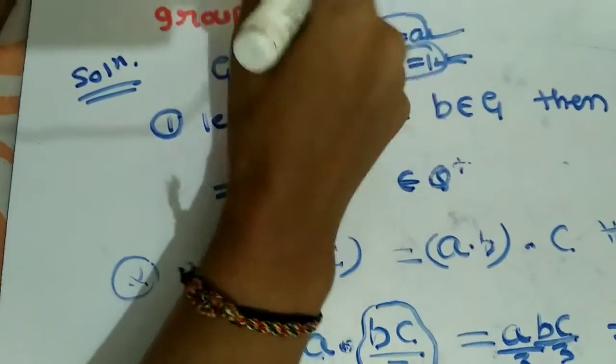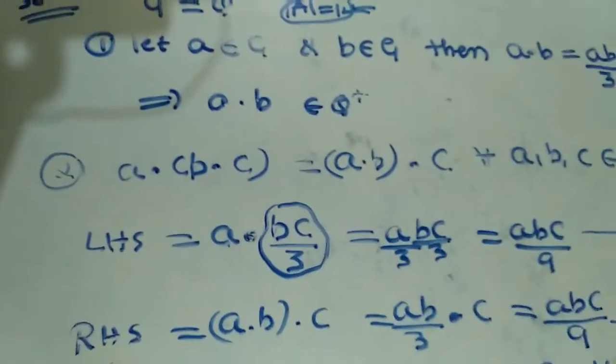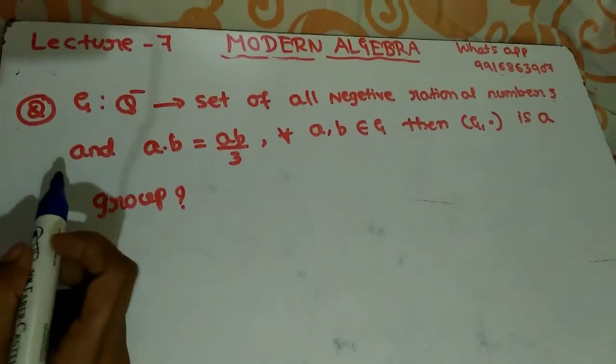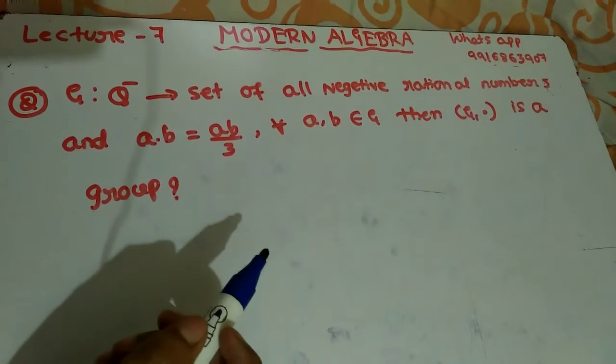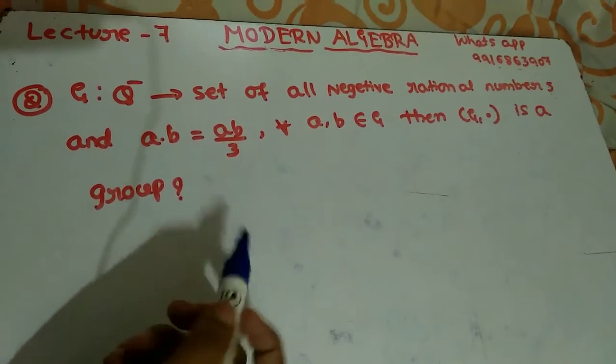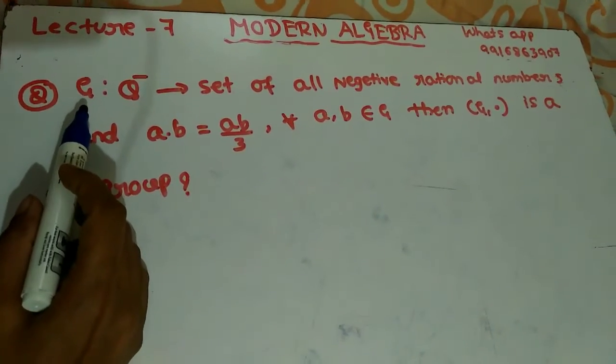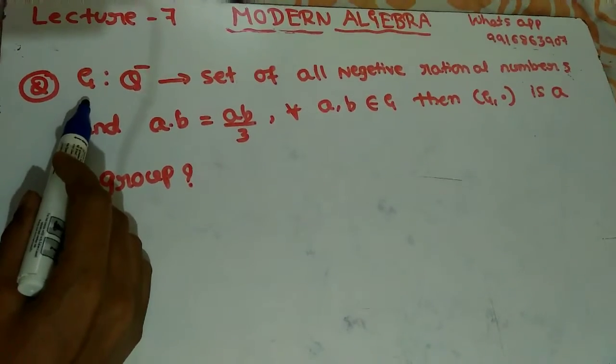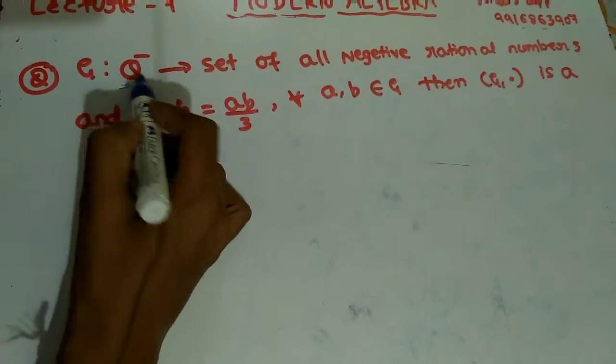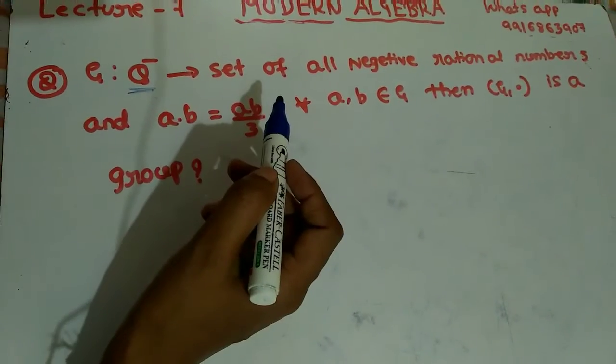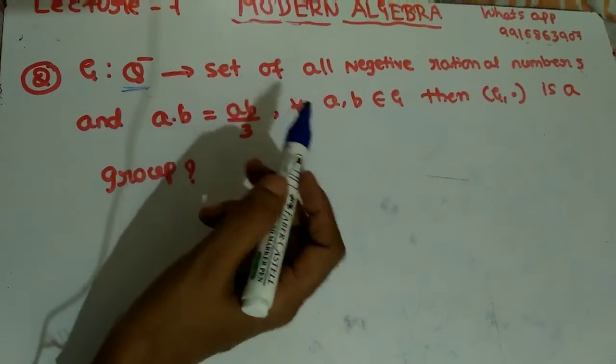Next we will solve another two examples. So this is my second example in this video, guys. Let me read the question. Here also the group is my function, and this is Q minus, which is nothing but the set of all negative rational numbers.